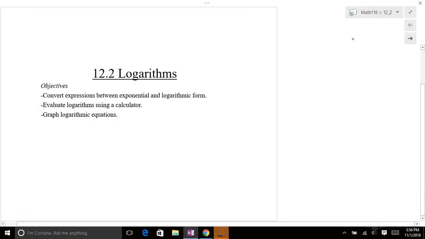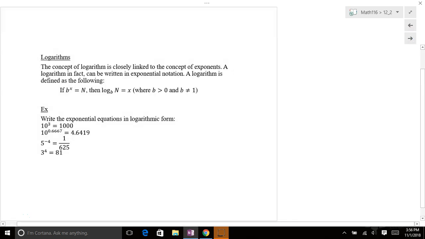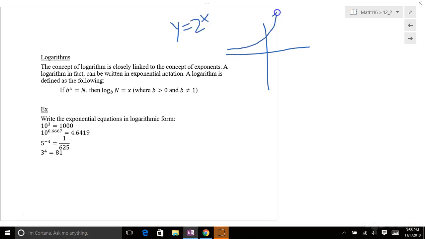We're going to look at logarithms today. A logarithm is the inverse of an exponential. For example, last time we did things of the form 2 to the x, and you had the points. If you plug 0 in, 2 to the 0 is 1; plug 1 in, 2 to the 1 is 2; plug 2 in, 2 squared is 4; 2 cubed is 8, and so on. And you plot all those points.